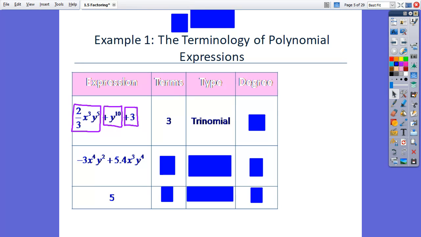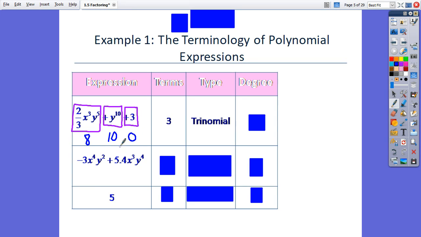So what we do is we go back and we look at each one of those 3 terms. Each of those 3 terms has a degree. And to find the degree of a term, of a monomial, it's the sum of the variables' exponents. So the degree of the first term is 8, 3 plus 5. The second one is 10. And the third one, the degree of a constant, is 0.